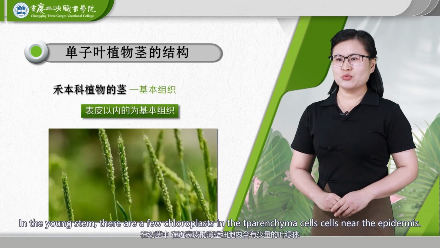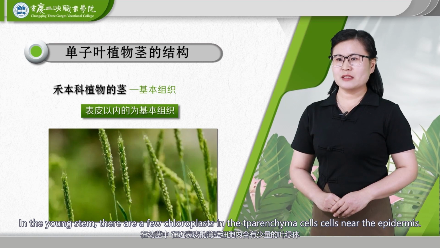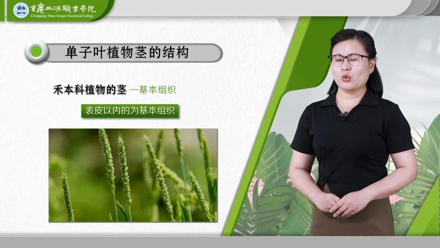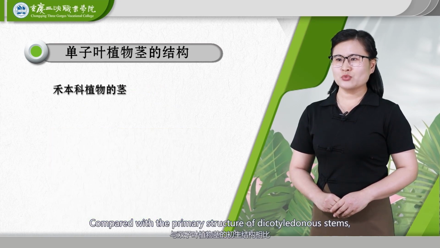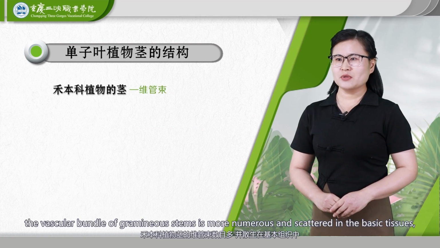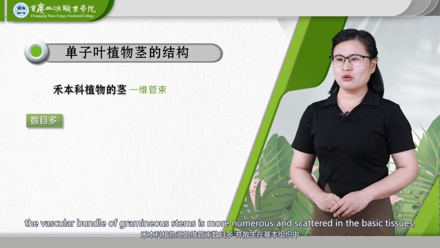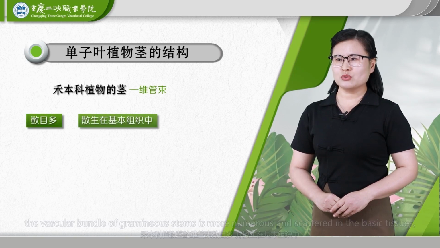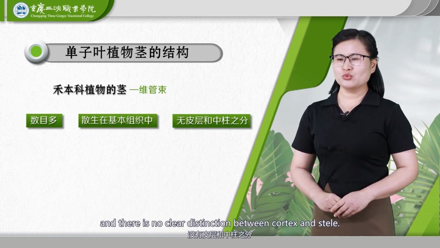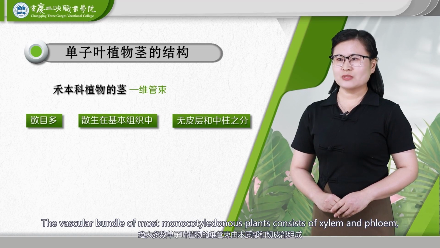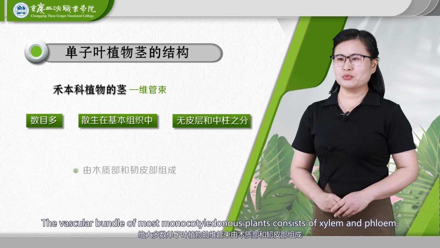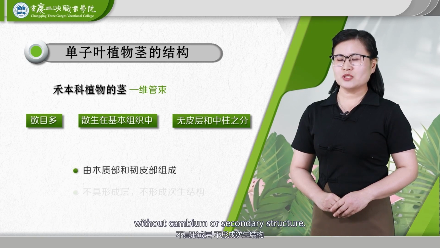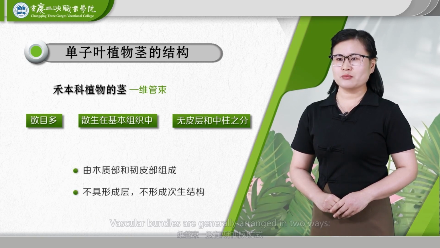In the young stem, there are a few chloroplasts in the parenchyma cells near the epidermis, which can carry out photosynthesis. Compared with the primary structure of dicotyledonous stems, the vascular bundles of gramineous stems are more numerous and scattered in the basic tissues, and there is no clear distinction between cortex and stele. The vascular bundle of most monocotyledonous plants consists of xylem and phloem, without cambium or secondary structure.